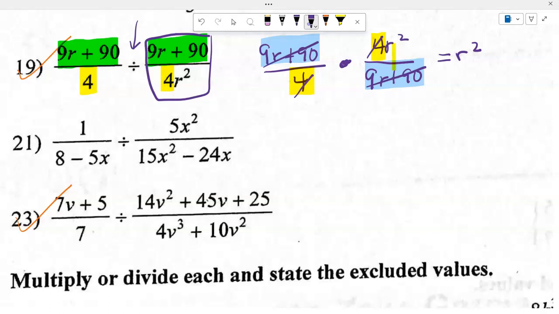But before we do that, we need to figure out what are the numbers that we're not able to use in this expression. Since r was in the denominator, automatically we know that 0 can't be there. And if I put a negative 10 for r here, it's going to make it 0, since 9 times negative 10 is negative 90. So that's our other restriction. r can't be negative 10.